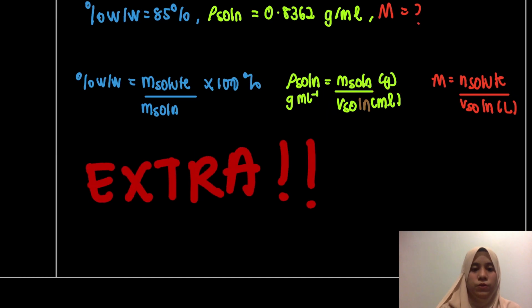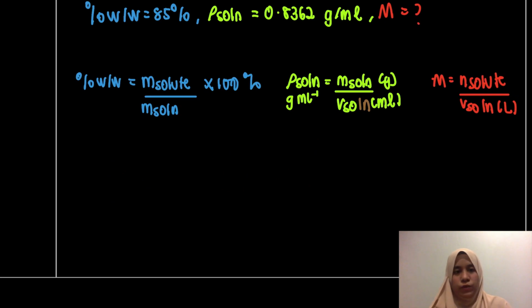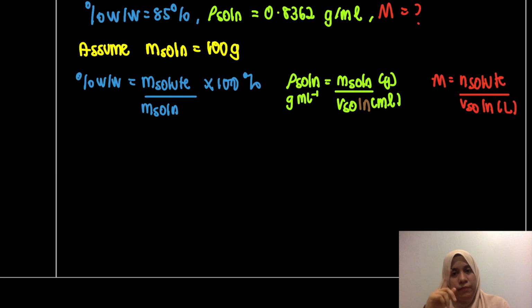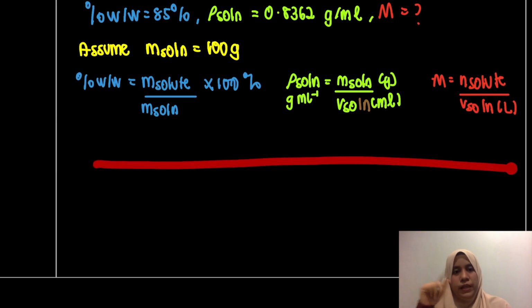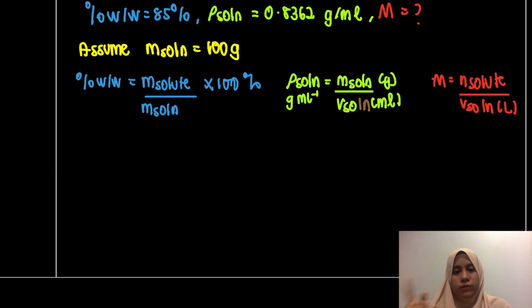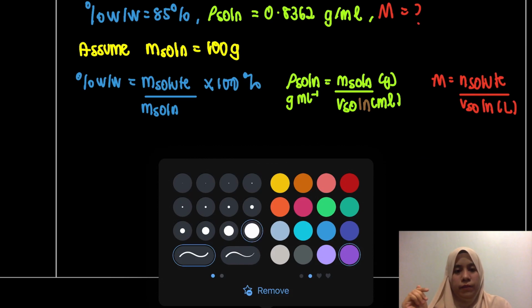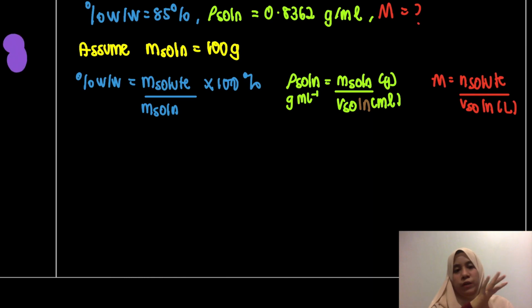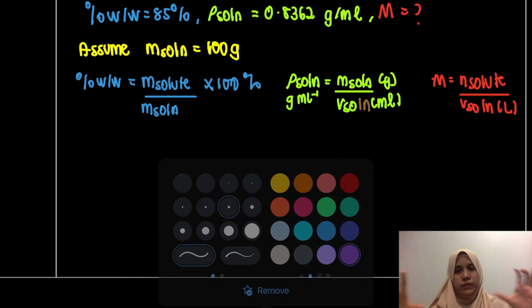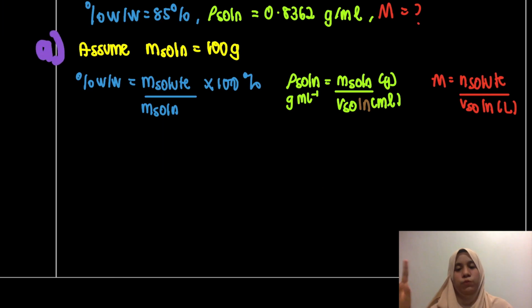So yang ini jadi extra work sikit untuk kamu. Example 8 ni, Miss pecahkan ada 8A dengan 8B. 8A ni assume mass solution 100 gram. Kalau 8B ni maksudnya nanti kamu dah dapat jawapan for this question. Dah dapat semua, dapat lah 11.28 molar.